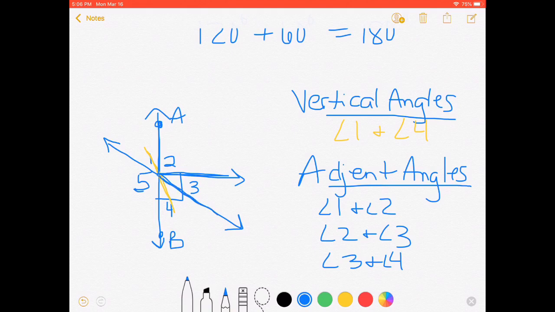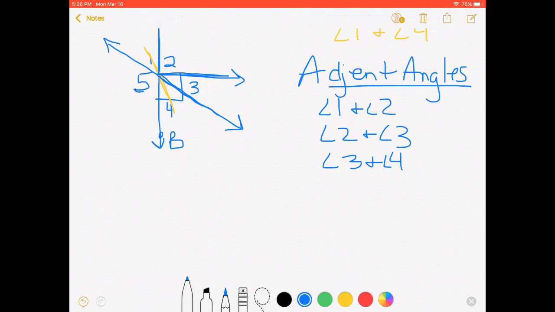We could have two more pairs, angle 4 and angle 5. They share this side. And then finally, angle 5 and angle 1. And then they share this side.